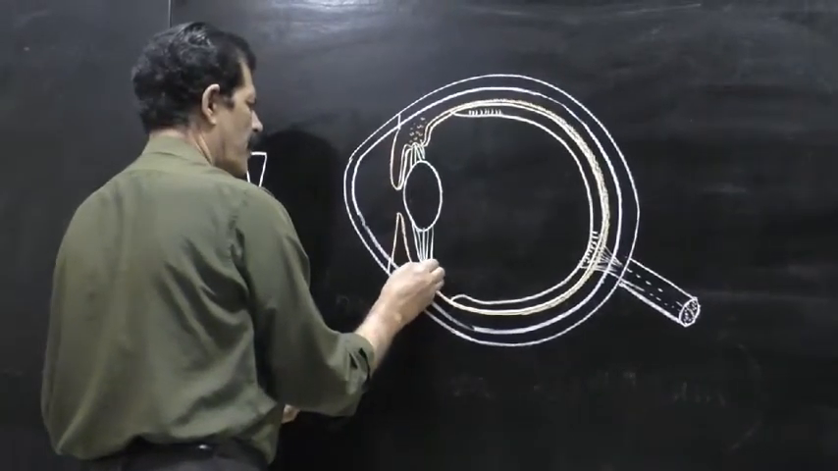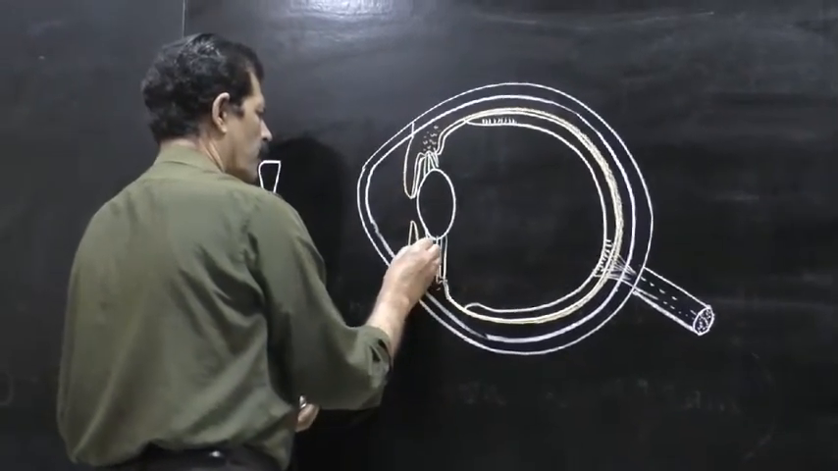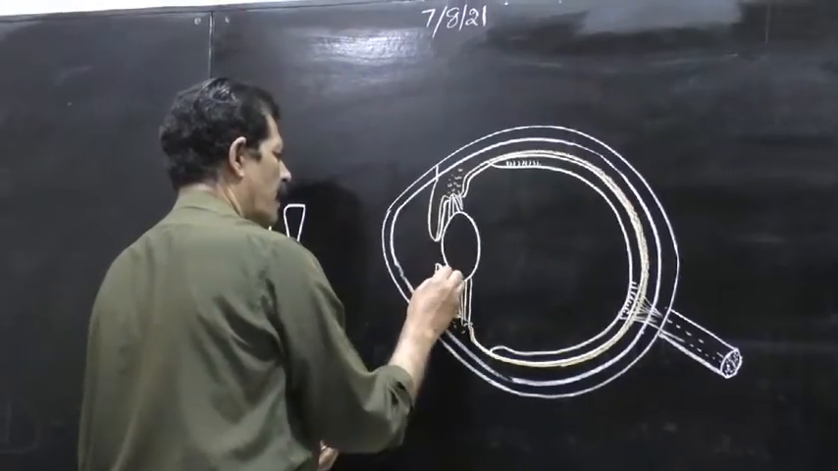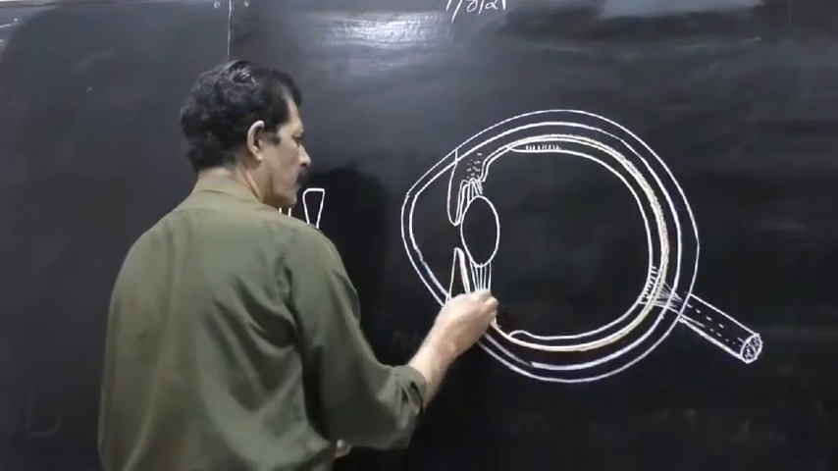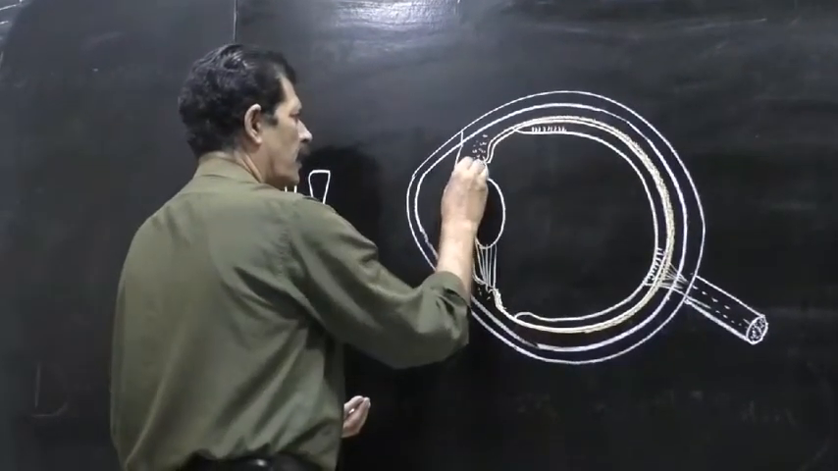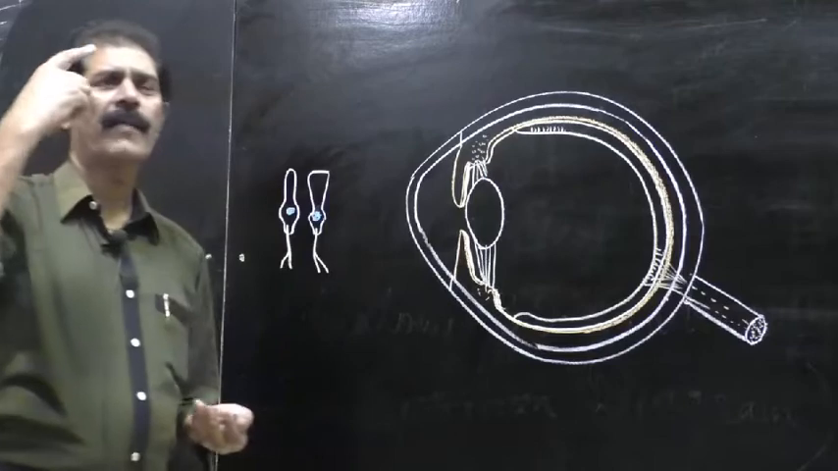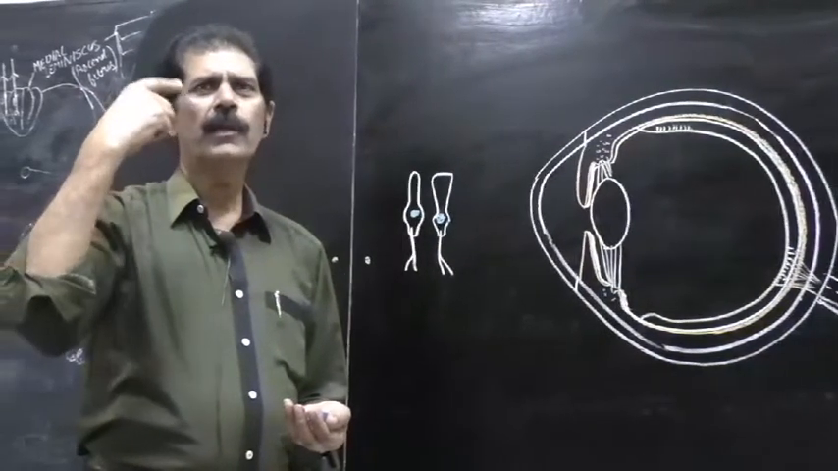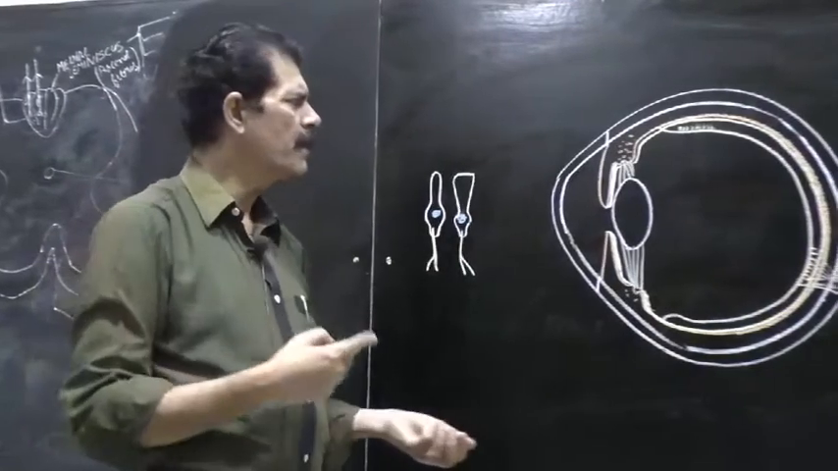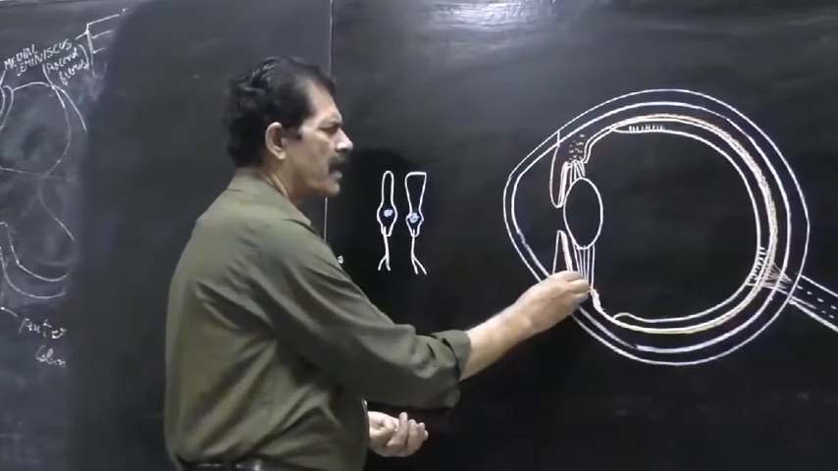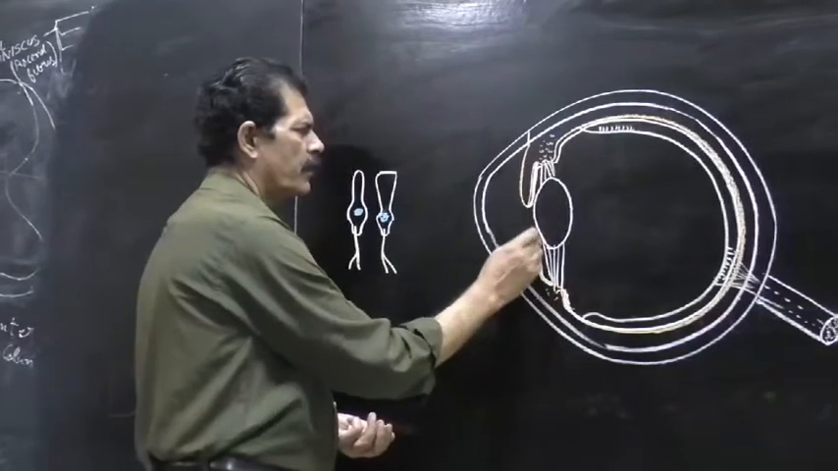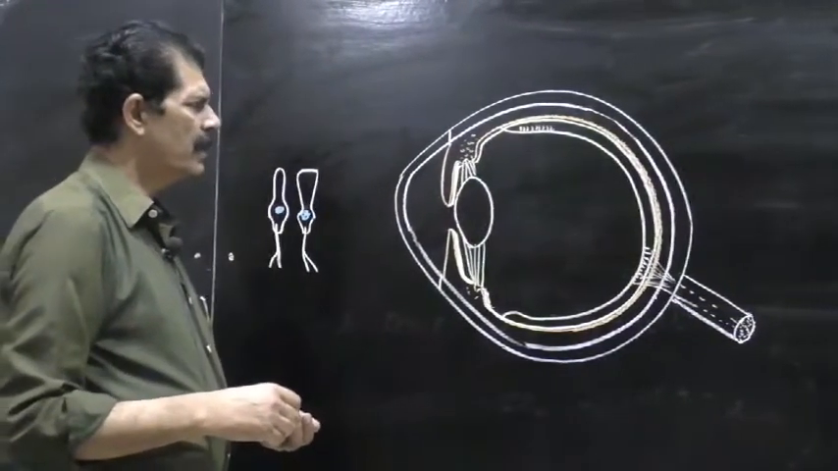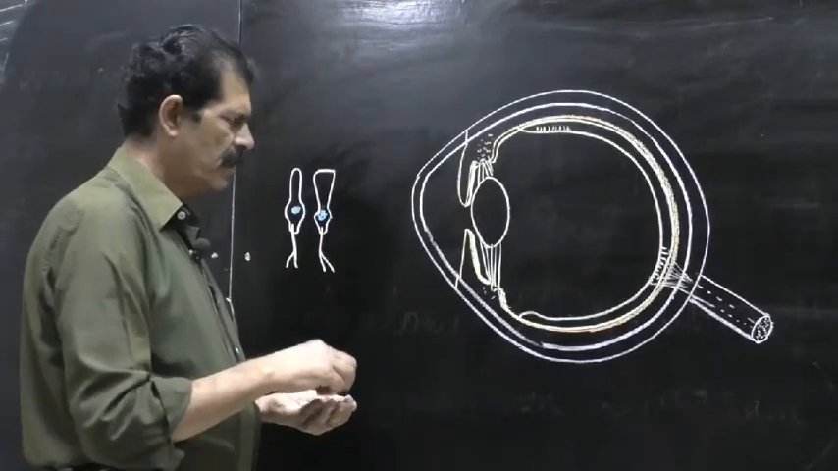It contains the pigment. So the pigmented layer is also continued on to the inner side of the iris and inner side of the ciliary body also. So the color of our eye, some people have blue eyes, green or black or brown. The color of the iris depends upon the color of the pigment layer on the posterior surface of the iris. So this is how we explain it.